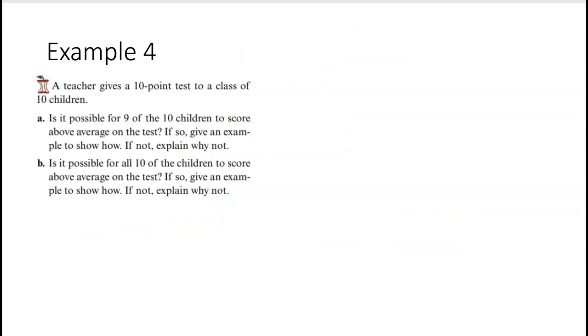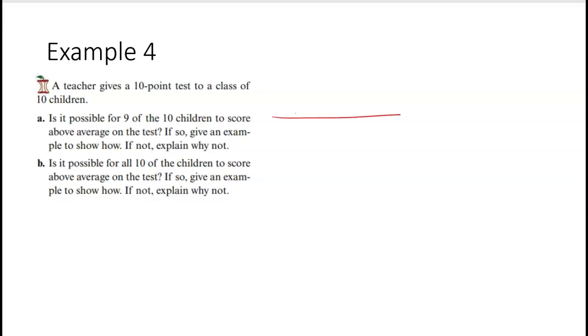Let's look at another example. A teacher gives a 10-point test to a class of 10 children. Is it possible for 9 of the 10 children to score above average on the test? If so, give an example. If not, explain why. All right, let's think about this for a second. 9 of the 10 to score above average.